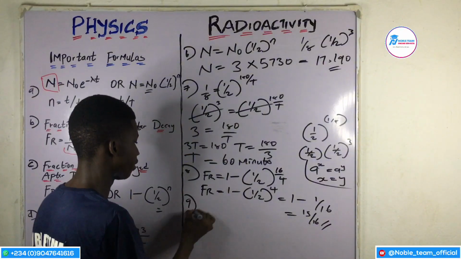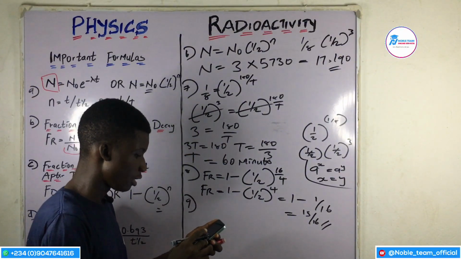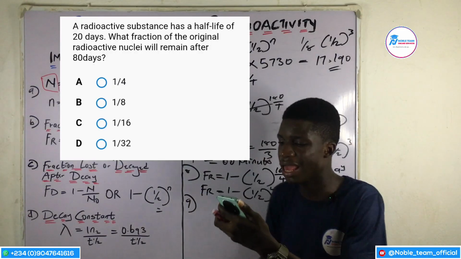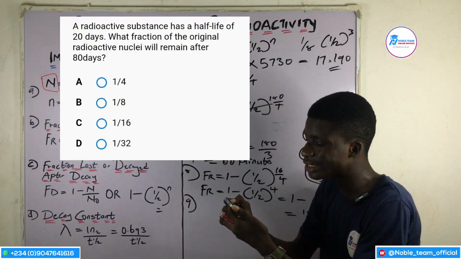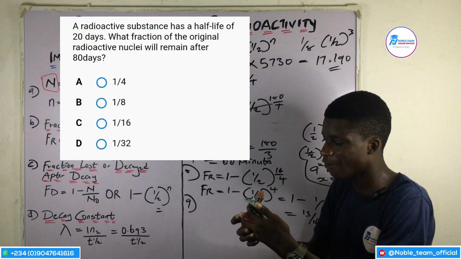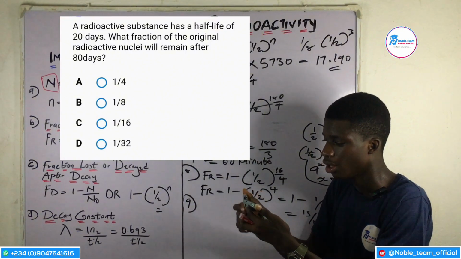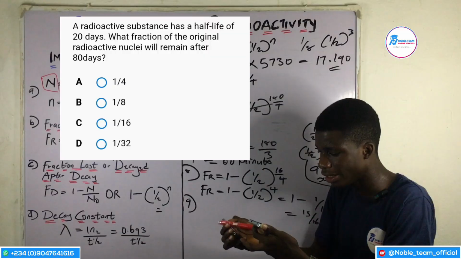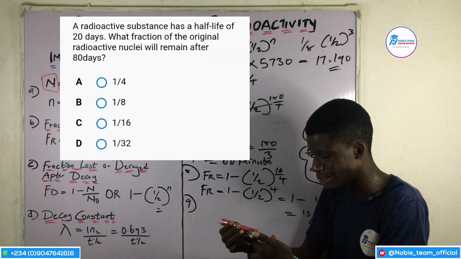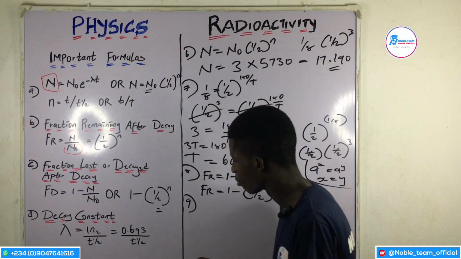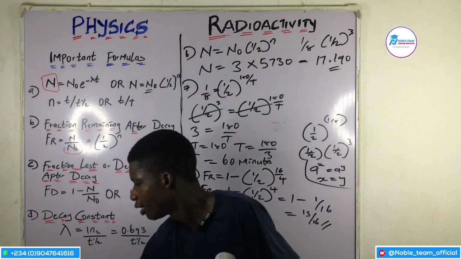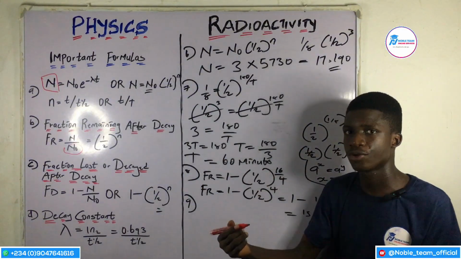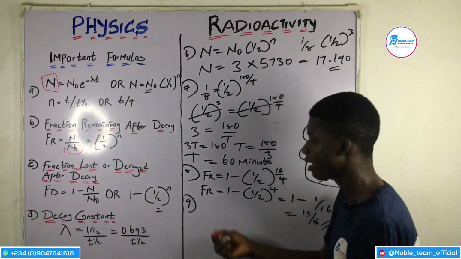So now question 9. They said a radioactive substance has a half-life of 20 days. What fraction of its original radioactive nuclei will remain after 80 days? The same formula. I hope you can be able to solve questions, because once I've solved up to 1 to 5 questions, you can be able to solve the remaining on your own.